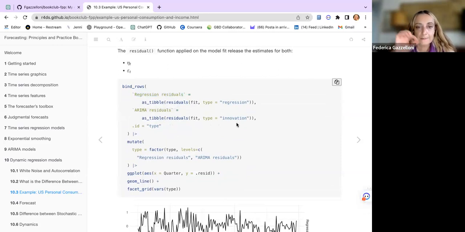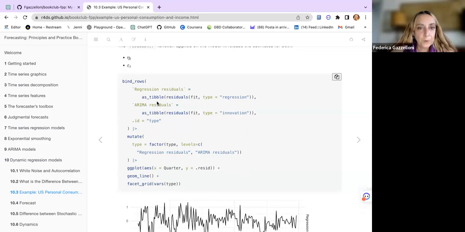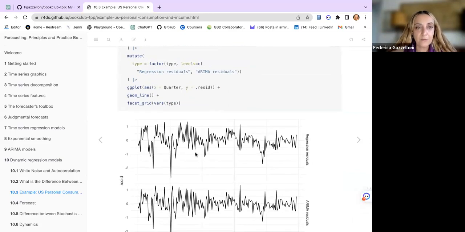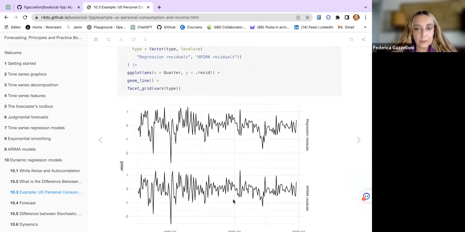This is the parameter, and this is the ARIMA residuals with type innovation. So they put these two new vectors, bind them on a table, and then create a new vector type with a factor, assigning the type as a factor, with these two levels, so that we can visualize the two trends with their names here, regression residuals and ARIMA residuals.